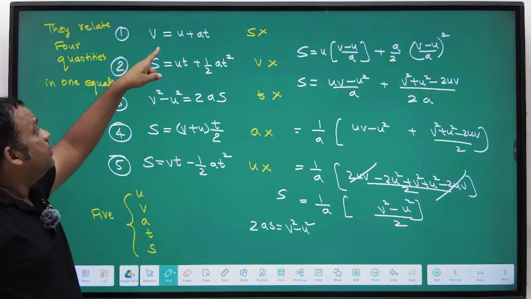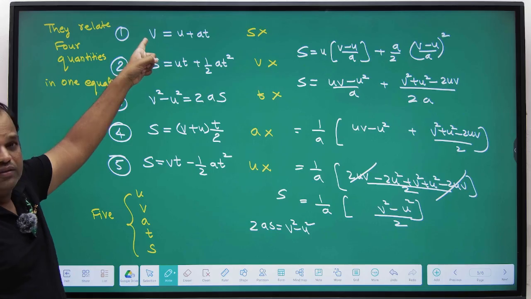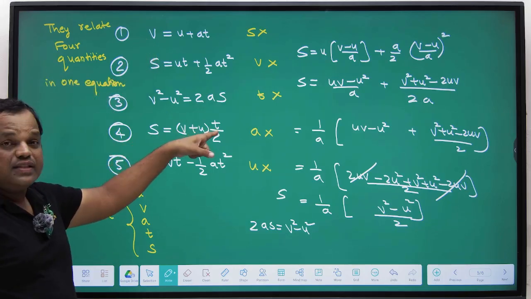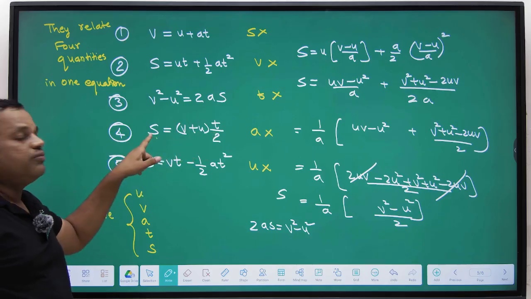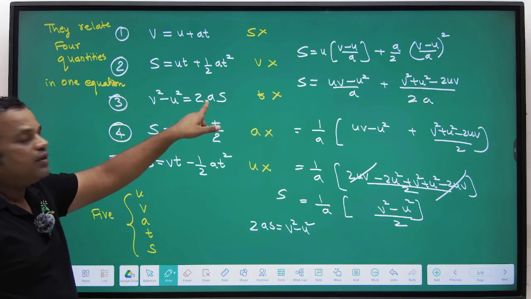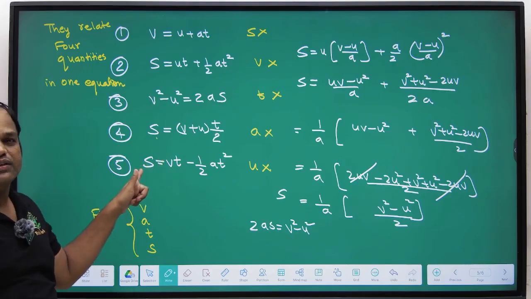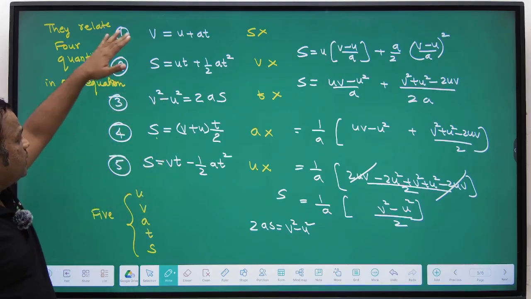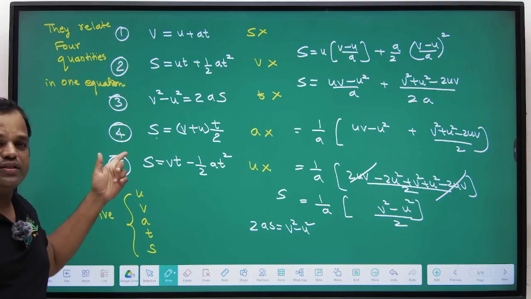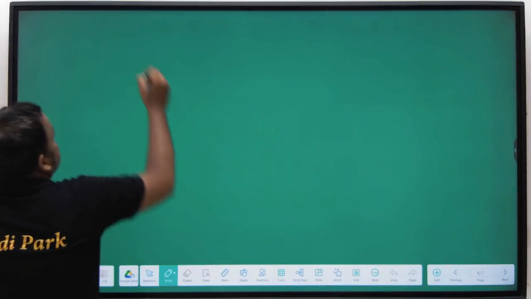If in a question u is given, a is given, t is given, then we can find v. If in a question v is given, u is given, t is given, time duration is given, then we can find s. If v, u, s given, we can find a. If v, a, t is given, we can find s. So let's take some questions related to these equations. We will use these equations to solve those problems. So let's start with first question. Question number 1.